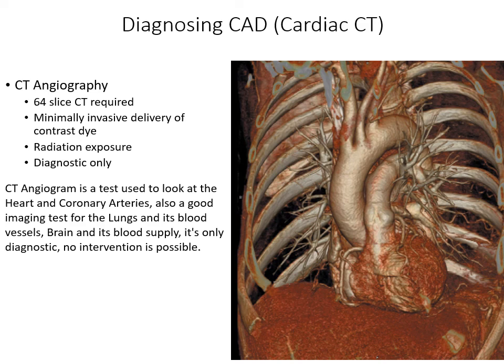So this particular test is great for looking at the coronary arteries. We can also do angiograms of other organs, such as the lungs, to see how the blood flows through the lungs. We can do angiograms of the brain to see the flow of blood throughout the brain, but it's really just diagnostic, a CT angiogram. There's nothing you can do even if you see a blockage. You'll then have to go on and still have the angioplasty and the stent.